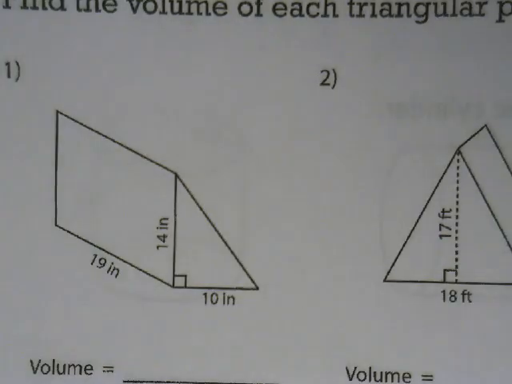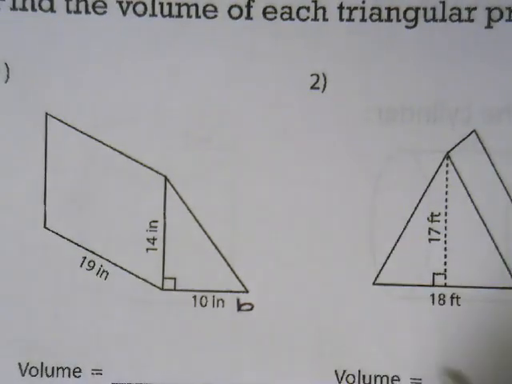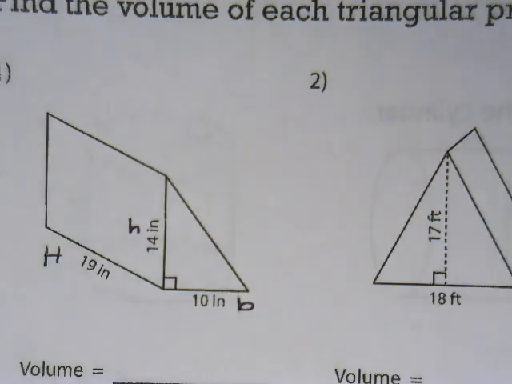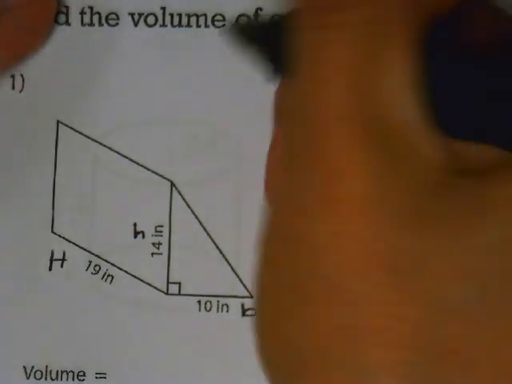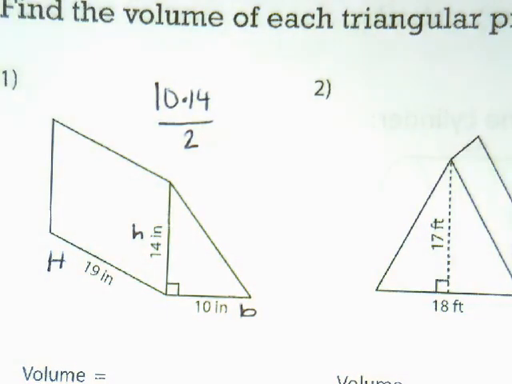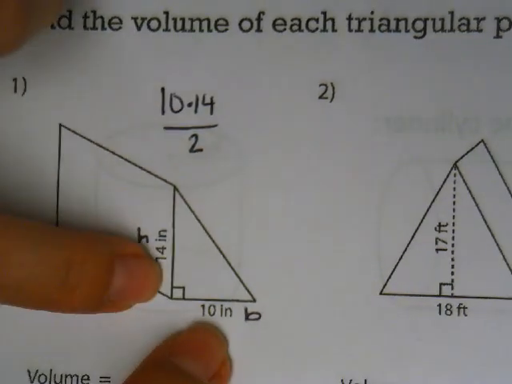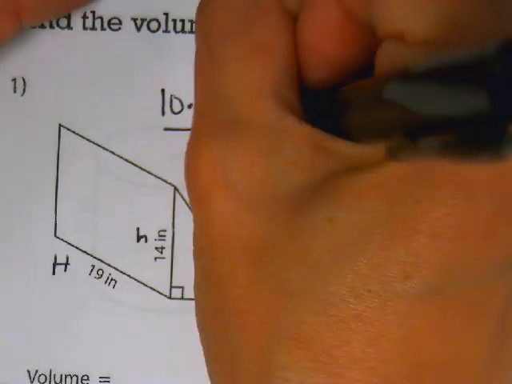Okay. What's my base? 10. What's my little height? 14. What's my big height? 19. Good. The good thing about these problems is that there's no number that's trying to trick you. All the numbers that you're going to need are there. Okay, what two numbers do I multiply? Base times height, which is 10 times 14 divided by 2. What do kids always forget to do? Divide by 2. So make sure that you're dividing by 2. You take these two numbers, multiply them and then divide by 2. Then the last thing you're going to do is multiply by 19.